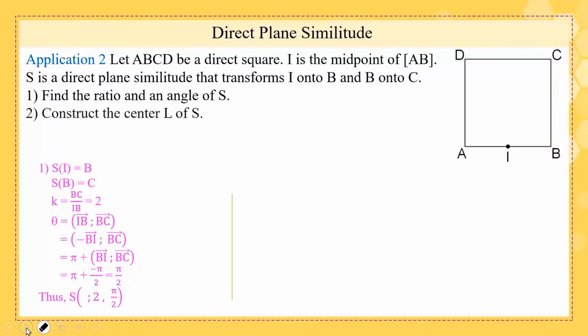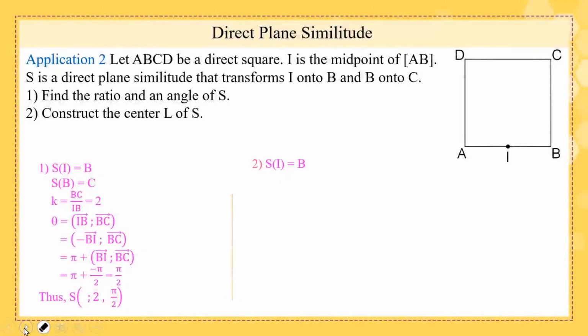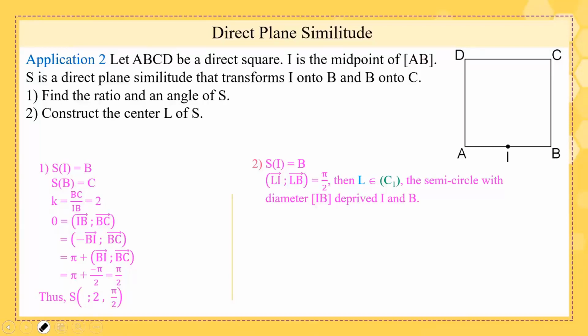Now the second part: construct L, the center of S. Also try to solve it alone. Again, S of I equals B. Here we will use a geometric property that we learned in grade 9: when we have a right angle, the vertex of this angle will be on a circle whose diameter is determined by the extremities of this angle. So here, since S of I equals B, the angle (LI vector, LB vector) will be equal to pi over 2. So L will be on a semicircle C1 with diameter IB, deprived from I and B, that means L can't be I or B.